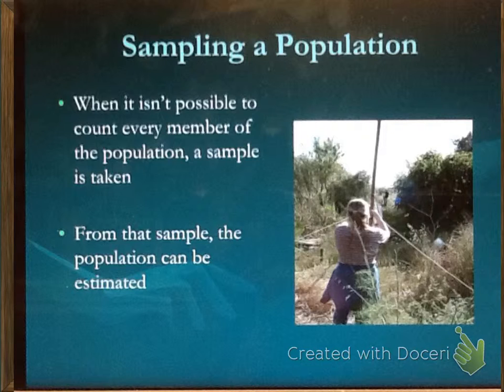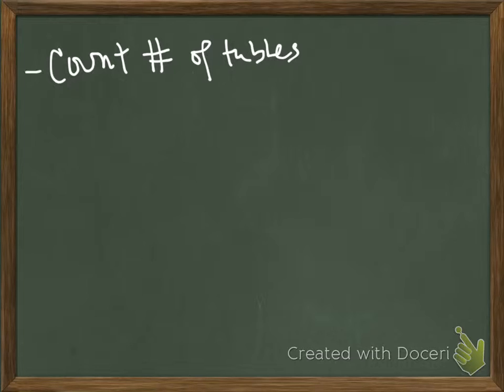So, could you devise a way, without counting every individual person, to figure out how many students there are? Okay, what about if you can't ask the teacher? What about the tables? See how many are sitting at a table? How many tables are there filled with people? Okay, I'm going to write down what you just said. So you're saying count the number of tables, and then what?